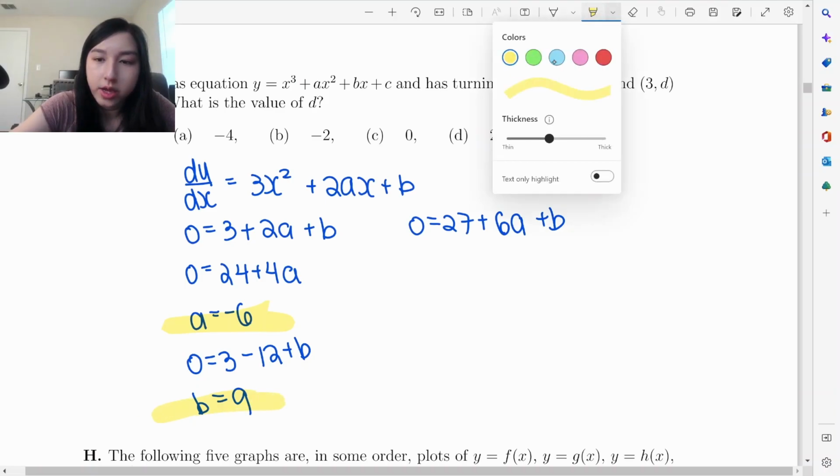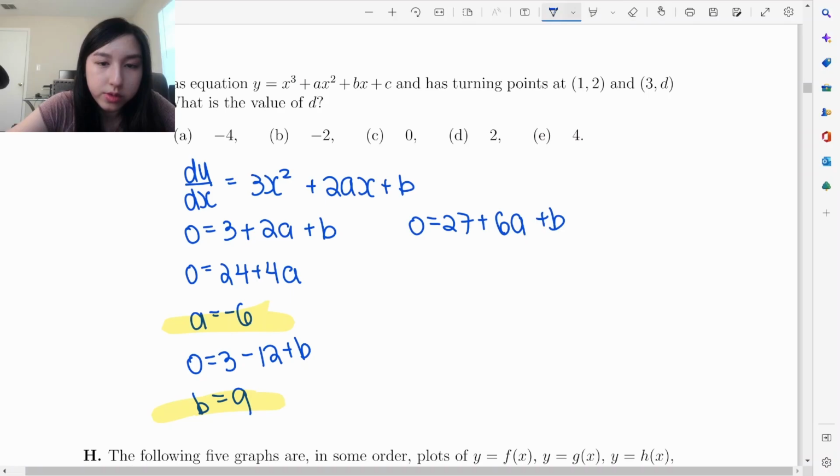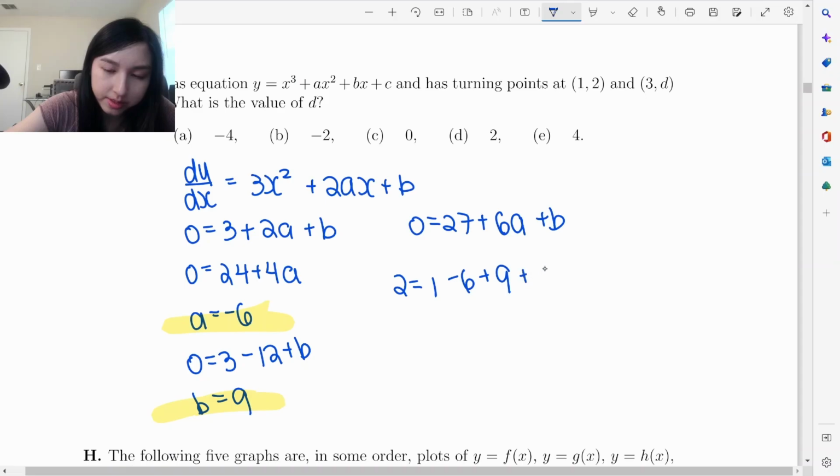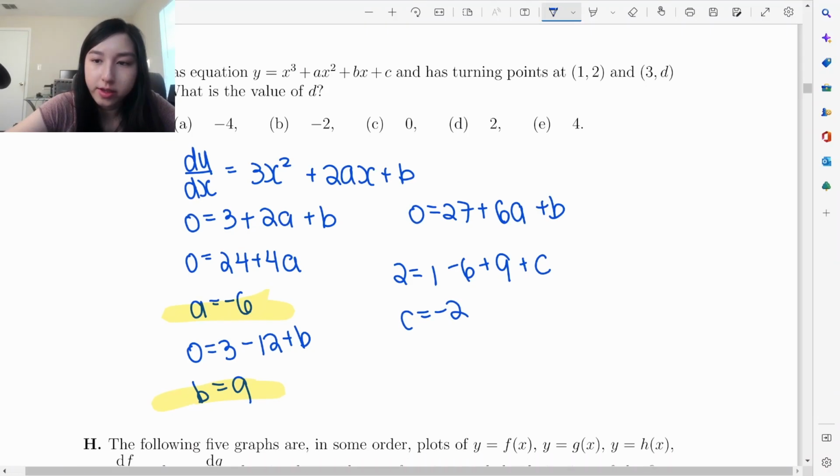So we know the point 1, 2, so 2 equals 1 plus minus 6 plus 9 plus C. So what is C? So 9 minus 6 is 3, so C equals -2. We just have to find D now.